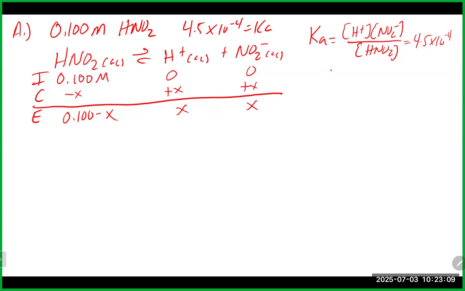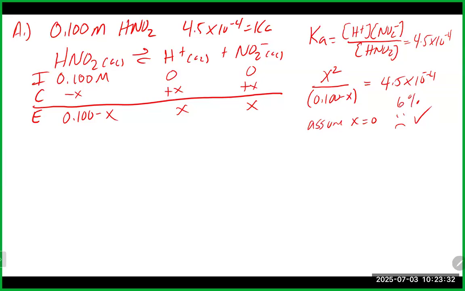And at this point, we're going to go into our expression. That will give us x squared over 0.1 minus x is equal to 4.5 times 10 to the -4. Now it is a small value of K, so we can assume x is approximately 0 in the denominator. I hope you checked it, because it's not so good. I think it's about 6 or so percent if you tried the assumption and then checked it. So it's actually one where it's not a good assumption, and because of that, we cannot do that. We do have to basically do the quadratic on this opening one here.